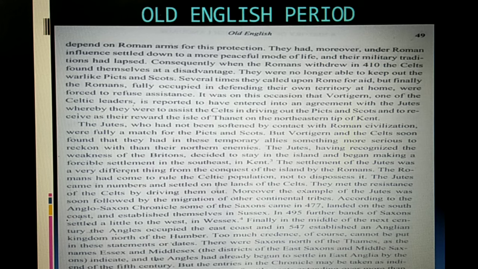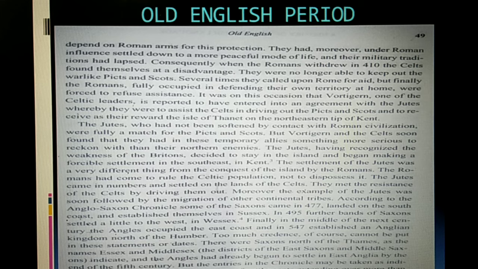According to the Anglo-Saxon Chronicle, some of the Saxons came in 477, landed on the south coast, and established themselves in Sussex. In 495, further bands of Saxons settled a little to the west in Wessex. Finally, in the middle of the next century, the Angles occupied the east coast and in 547 established an Anglian kingdom north of the Humber River.